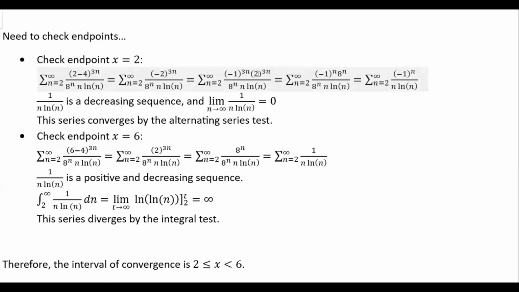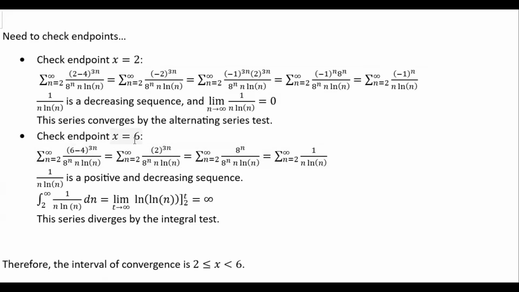8 to the n, like 2 cubed, yeah, 2 cubed is 8, okay? And then the 8 to the n's cancel, so you're left with negative 1 to the n over n ln n. We can use the alternating series test here.